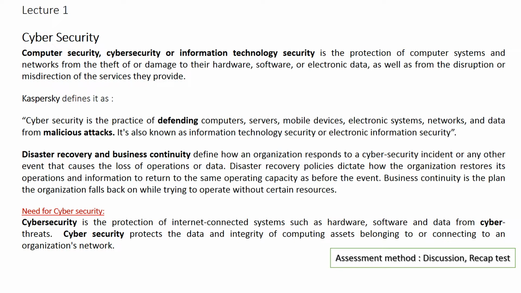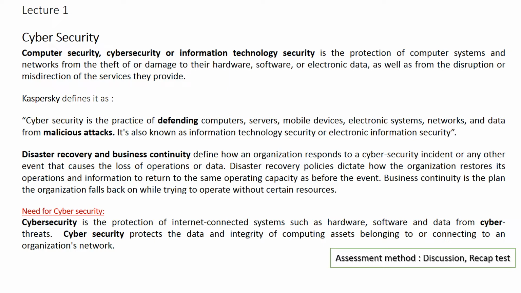And Kaspersky, we all know Kaspersky is one of the best antivirus software available, right? It has introduced many antivirus and firewall based software for protection of our computers, and they have beautifully designed, I can say, what cybersecurity means. That is nothing but a practice of defending computers, servers, mobile devices, electronic systems and everything from malicious attacks. Malicious attacks are nothing but those which are caused by illegal activities. It's not a legal one, it's not an authorized one.